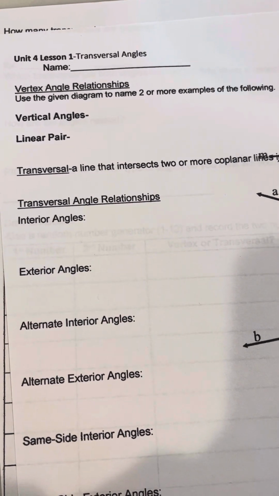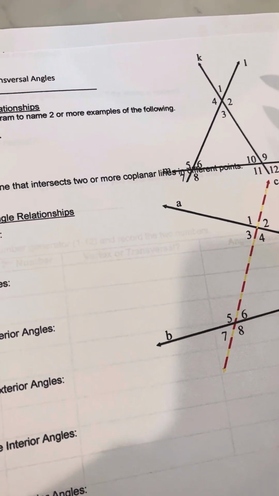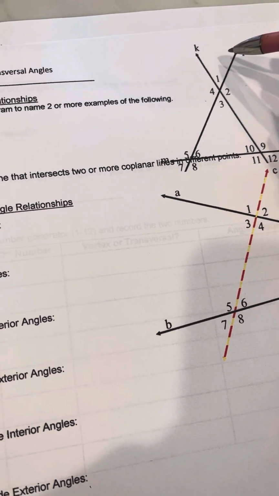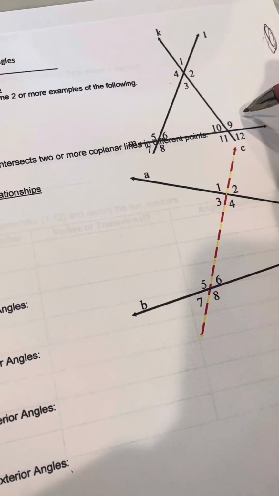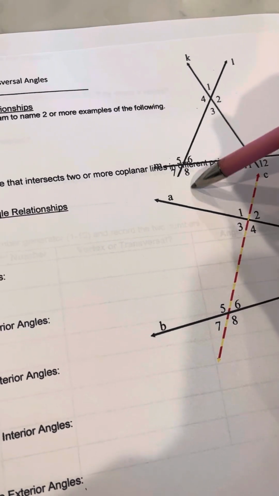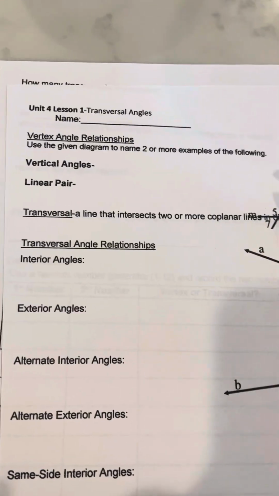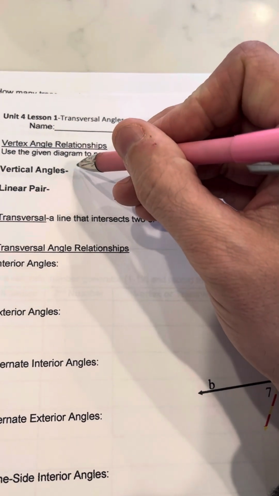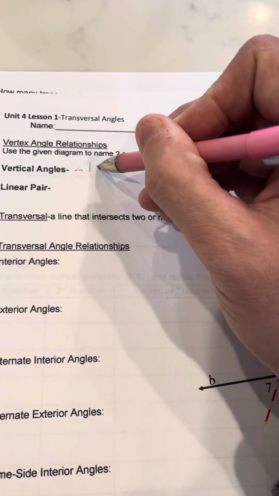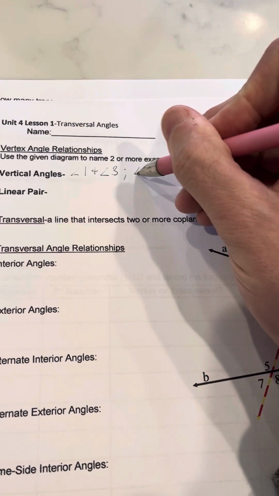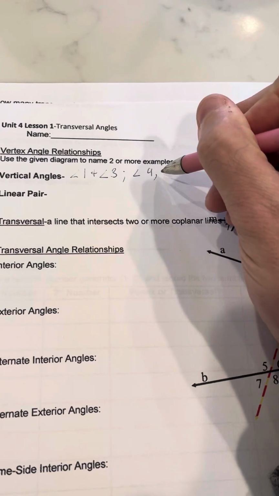Vertical angles and linear pair are two types of angles that we've already studied. If we look at this diagram and we're looking for those vertical angles, we could pick 4 and 2, 1 and 3, 9, 11, 10, 12, 5, 8, or 7 and 6. This just says we need two examples, so I'm going to say angle 1 and angle 3, and angle 4 and angle 2.